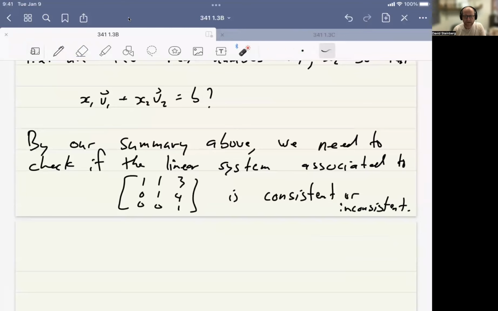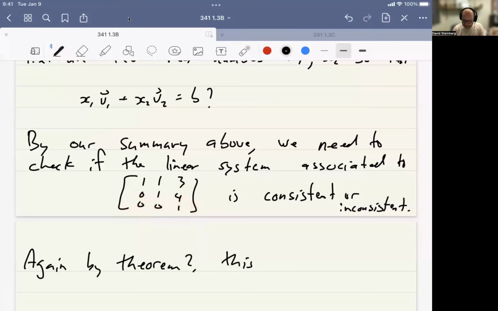But okay, this is not so hard either, right? We know exactly what theorem 2 says. It tells us exactly when a linear system is consistent or inconsistent. And here we've got exactly what we don't want. We've got rows of all zeros except for that last entry, which is non-zero. So again, by theorem 2, this system is inconsistent. So B is not a linear combination of V1 and V2.